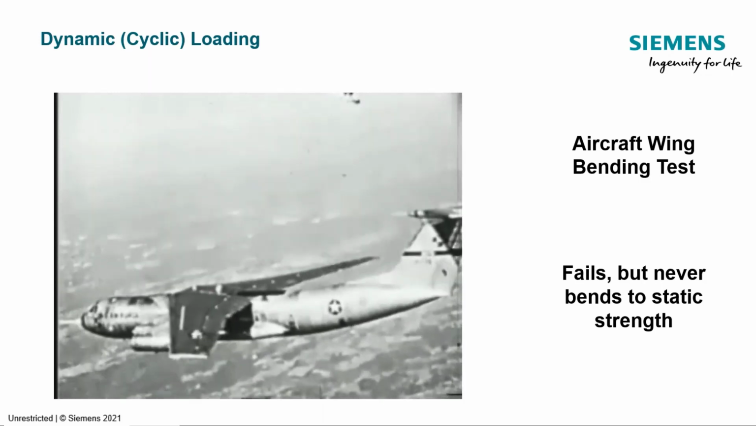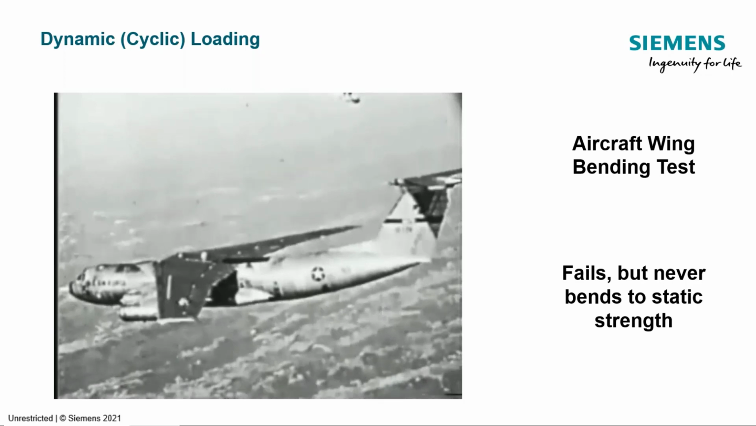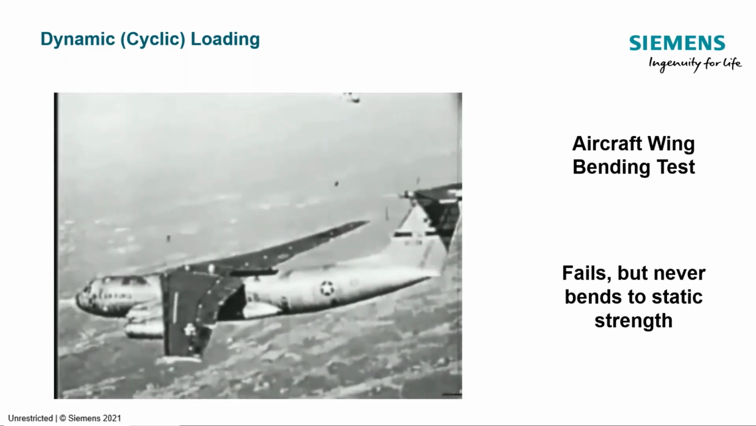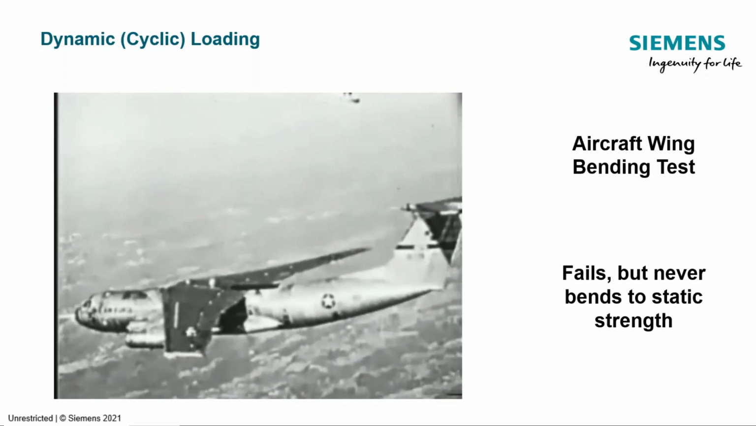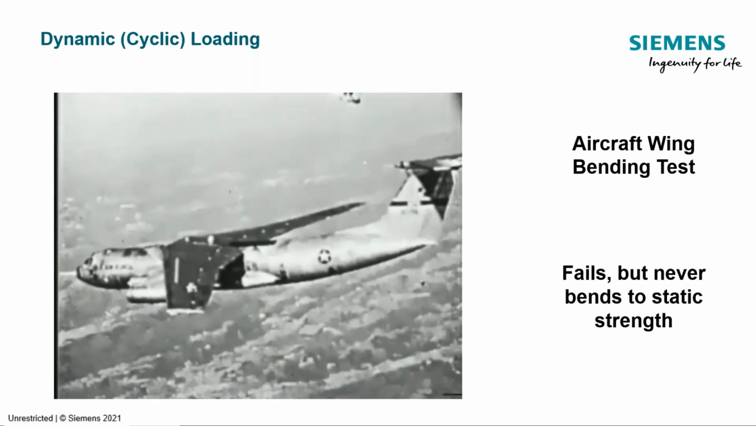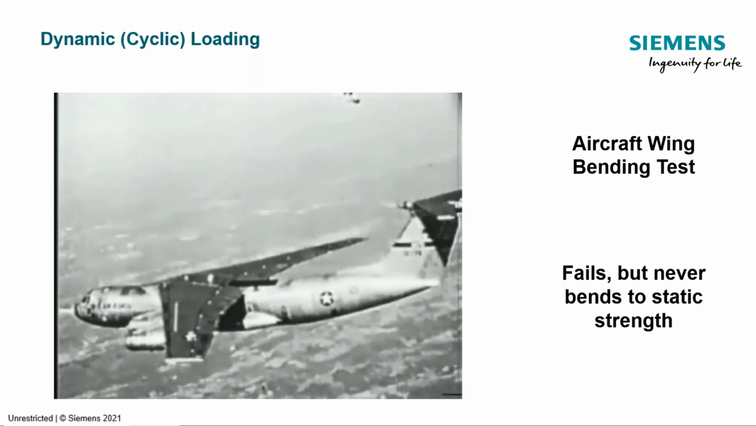We're going to talk about loads which vary with time. This is the flutter condition. This is the condition that actually damaged or broke the Tacoma Narrows Bridge. Hopefully when you're flying in an airplane, you don't see this. They do a lot of work to design against these conditions.